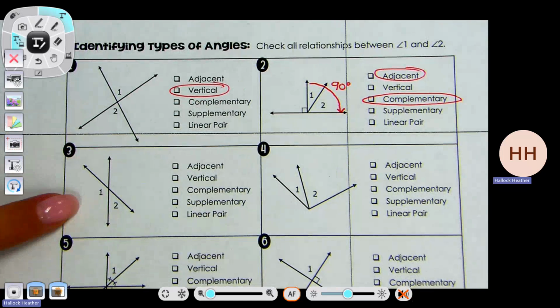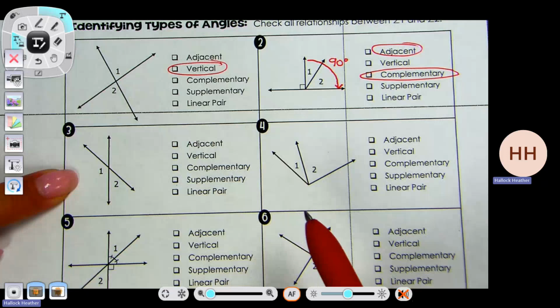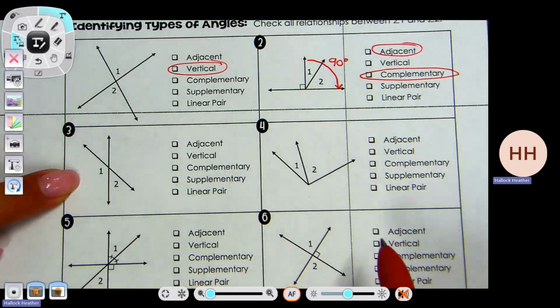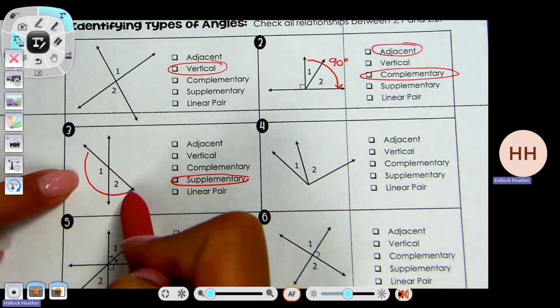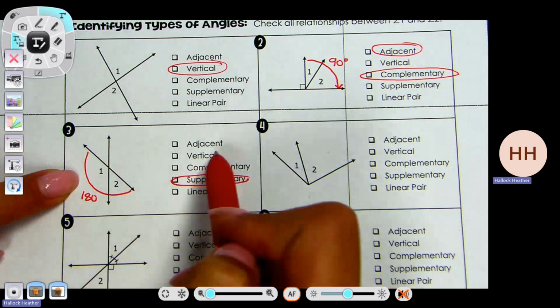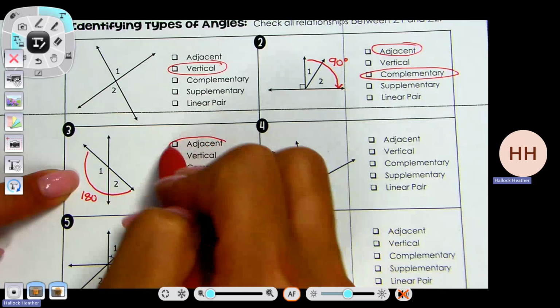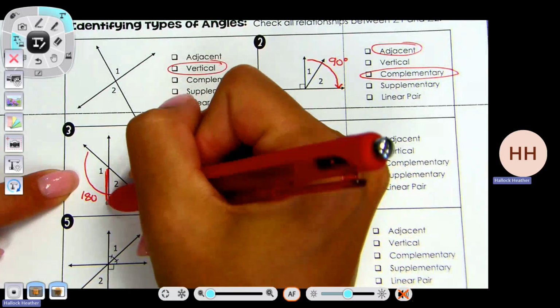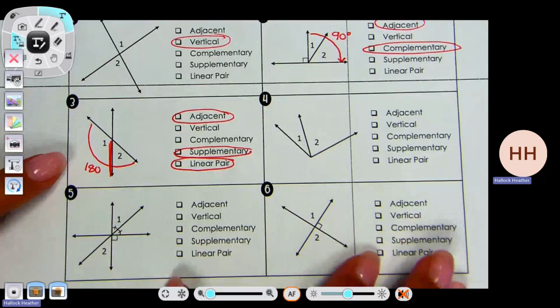So for number 3, angle 1 and angle 2 are what? They're not vertical. They're not complementary. They're supplementary. They add to make 180. They're a linear pair. So if they're a linear pair, what else are they besides supplementary? Adjacent. Because they share a common ray. They share a common side. The sides of an angle are technically rays.